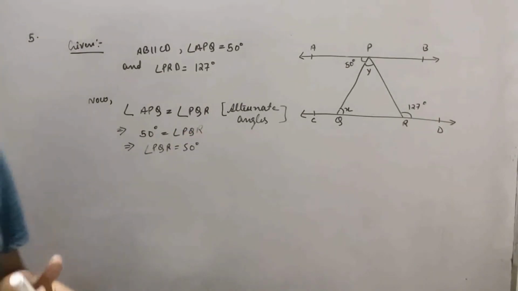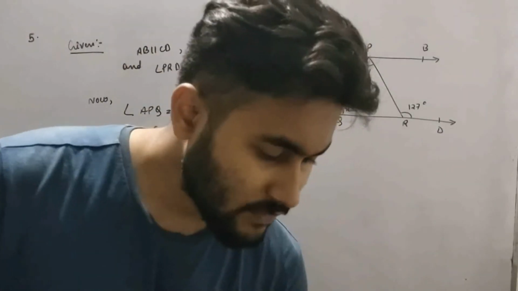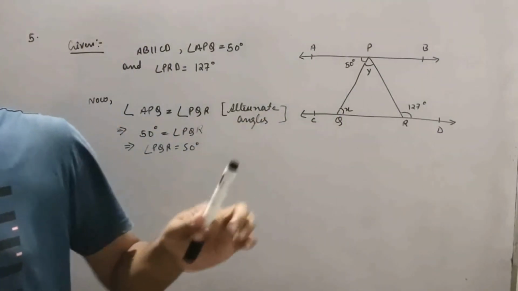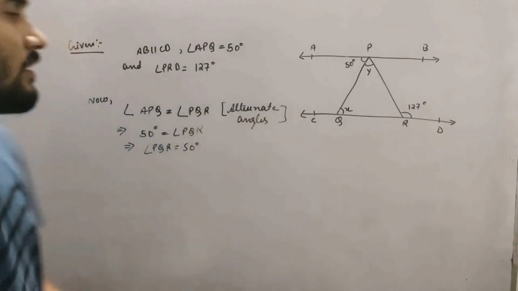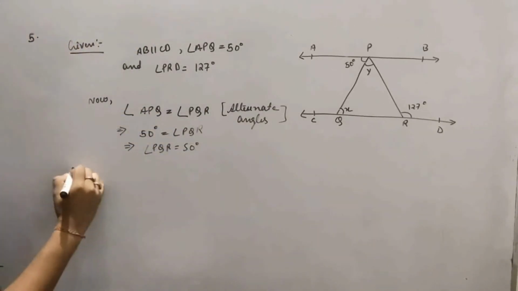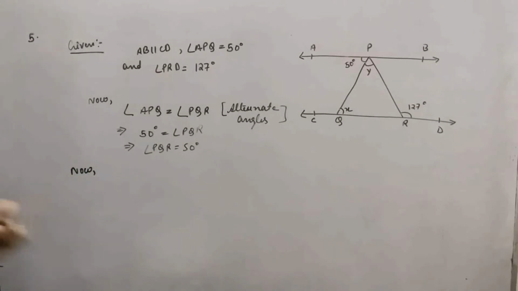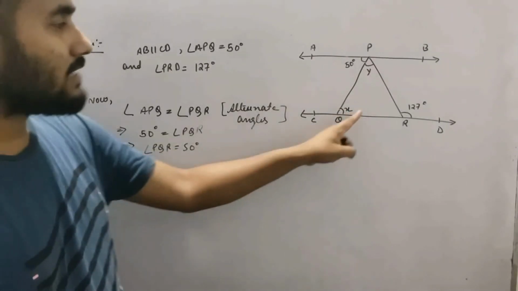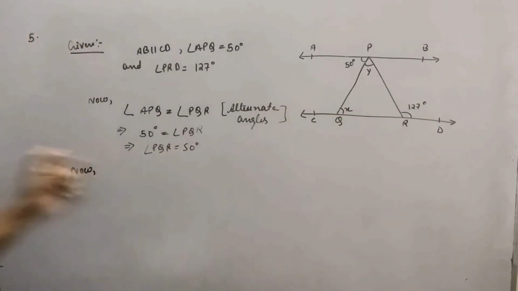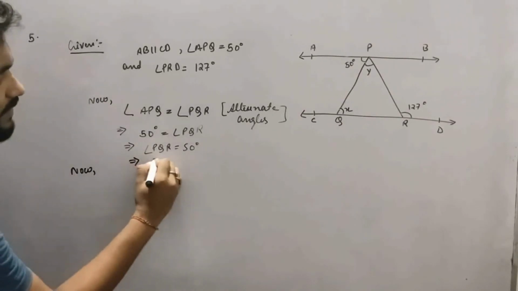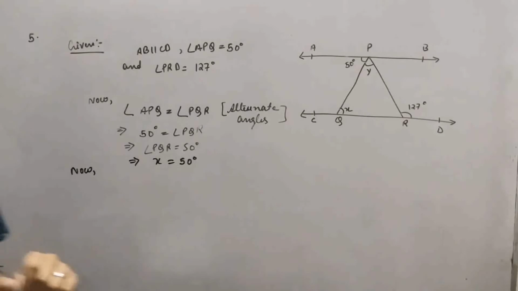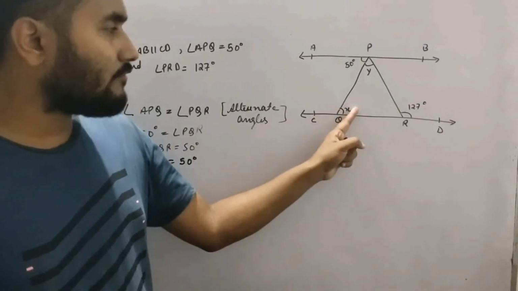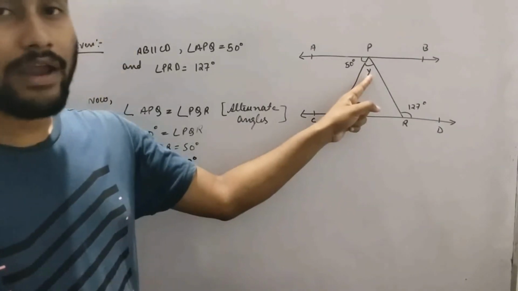So what rule have I said? The sum of all the angles of a triangle is 180 degree. Okay, so see how. Now this x is how much? 50 degree, isn't it? What is the value of PQR? Which implies x is equal to 50 degree. So now this angle I have got, this angle I will find.